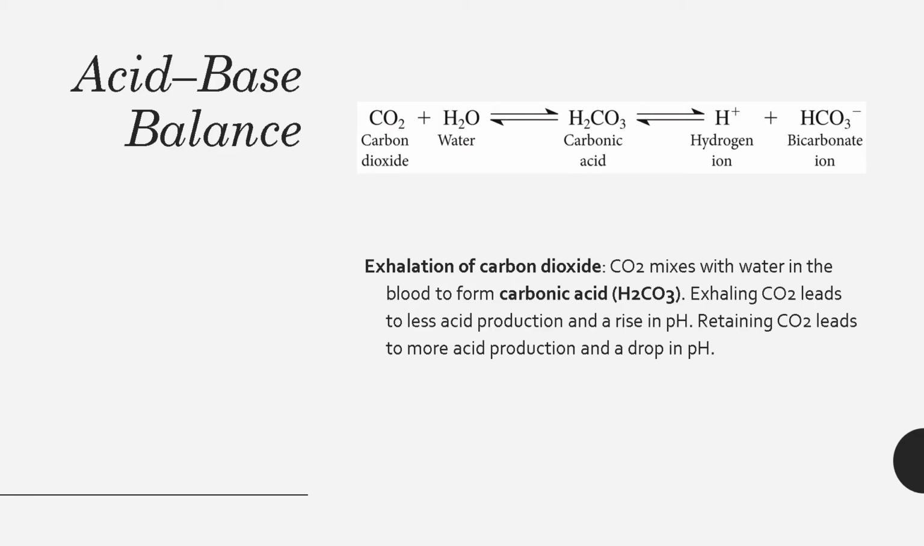Now, another way that our body regulates the pH in our blood is by the exhalation of carbon dioxide. Now, this isn't a buffer system per se, but it does act in a similar way. So when we have carbon dioxide in our blood from the metabolism of cells, when it mixes with water in the blood, it forms carbonic acid. Now, carbonic acid is going to dissociate into hydrogen ions and bicarbonate ions.